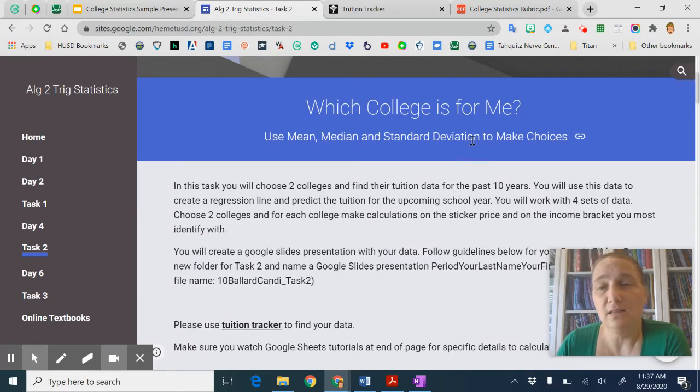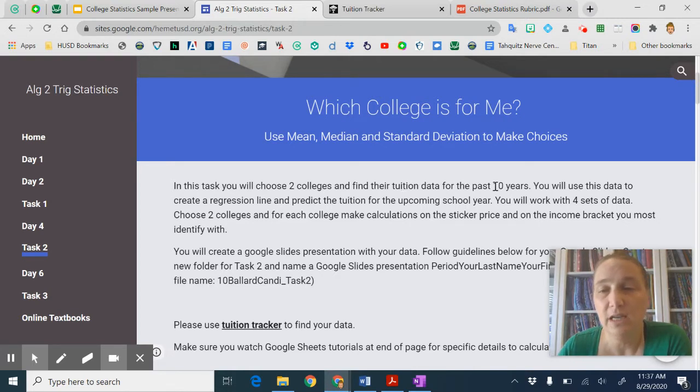use the mean, the median, the standard deviation to make choices between two colleges. So what I want you to do is figure out two colleges that you're interested in, public, private, doesn't matter, just kind of dream big, pick two, okay? You shouldn't be picking the same two as your best friend, so you should hopefully be picking something that other people are not picking the exact same two, okay?